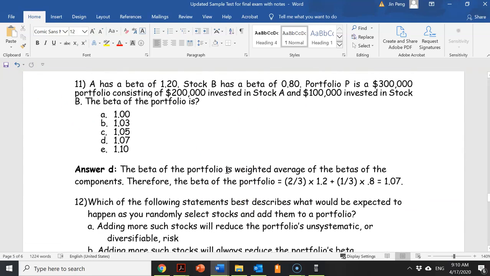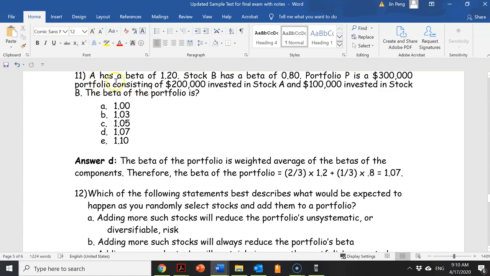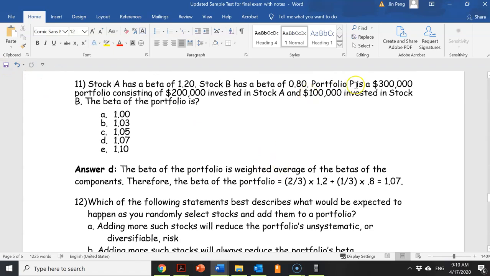Okay, question 11. Stock A has a beta of 1.2. Stock B has a beta of 0.8. Portfolio P is a $300,000 portfolio consisting of $200,000 invested in stock A and $100,000 invested in stock B. What is the beta of the portfolio? This is very similar to question 10.